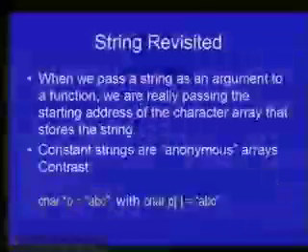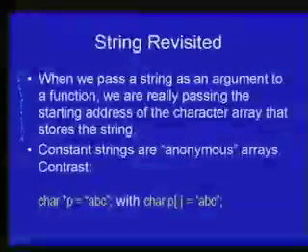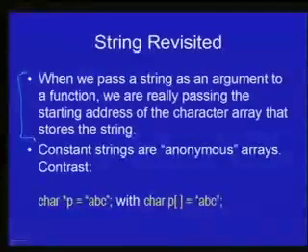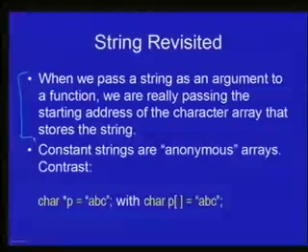So whenever in a function like for example printf, we pass a format string as an argument, or in a function like strlen, we pass a string as an argument and it returns the length of the string, when we pass a string as an argument to a function, what we are really passing is the starting address of the character array that stores the string. And this follows just from the fact that the string is really nothing but an array, and when we pass an array as an argument to a function, what is really passed is the starting address of the array.